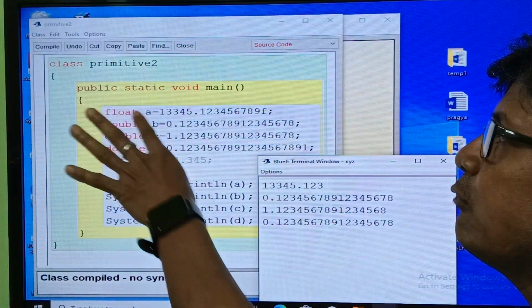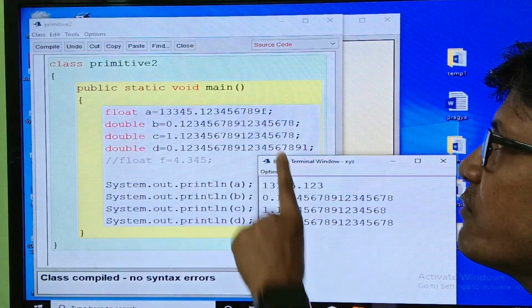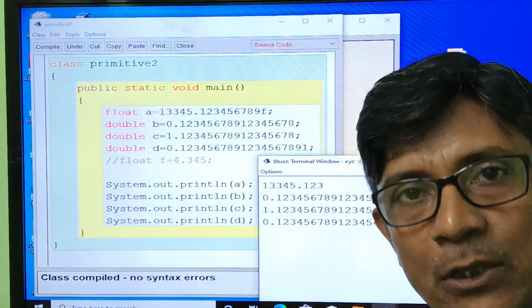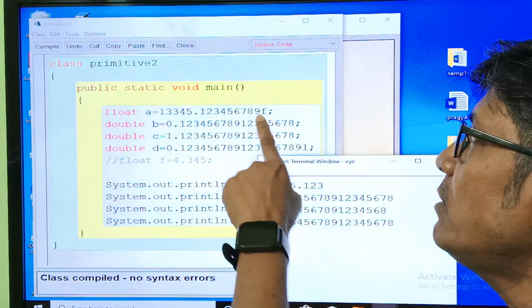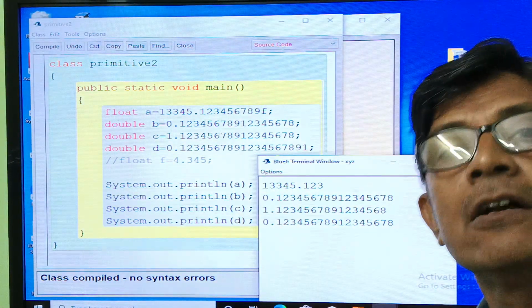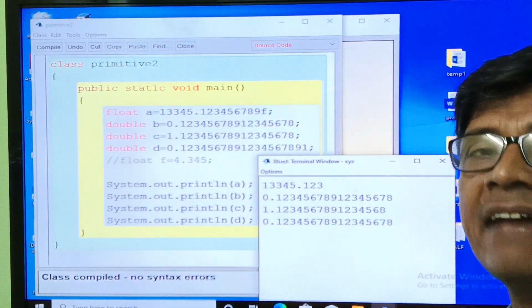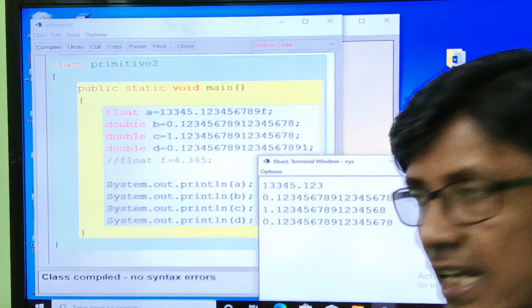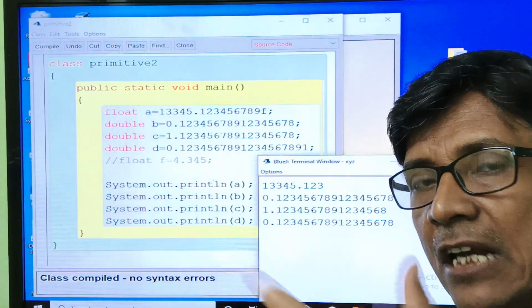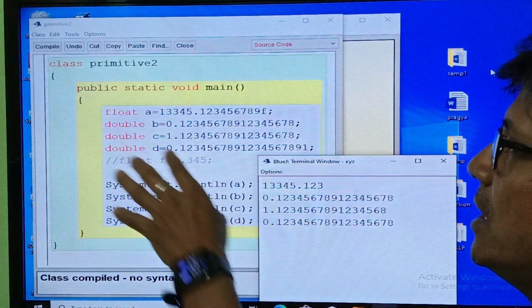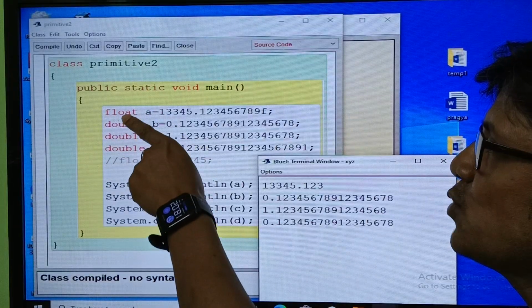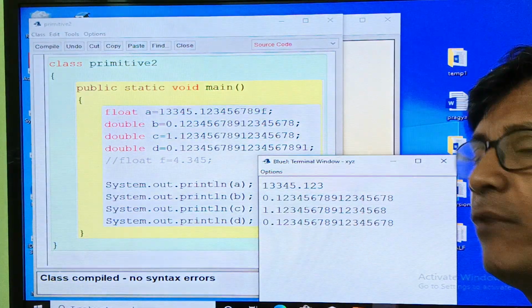If you are writing a float, don't forget to write the F after ending the value. If you don't write this F, the computer will think it is a double type value, and it will show you a possible loss of precision. I'll tell you in this example, then you will understand. But now, this is the float data type and this is the value we are getting.